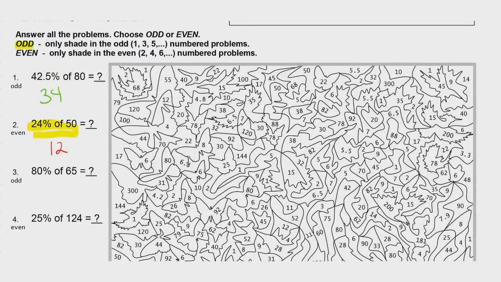Let me do one more before I set you free. Problem 3 says, what is 80% of 65? Well, first off, I'm going to move the decimal 2 spaces to the left to make 0.80. I'm going to change of to multiplication, and I have 65. So you're asking yourself, what is 0.8 times 65? I'm going to rewrite this.